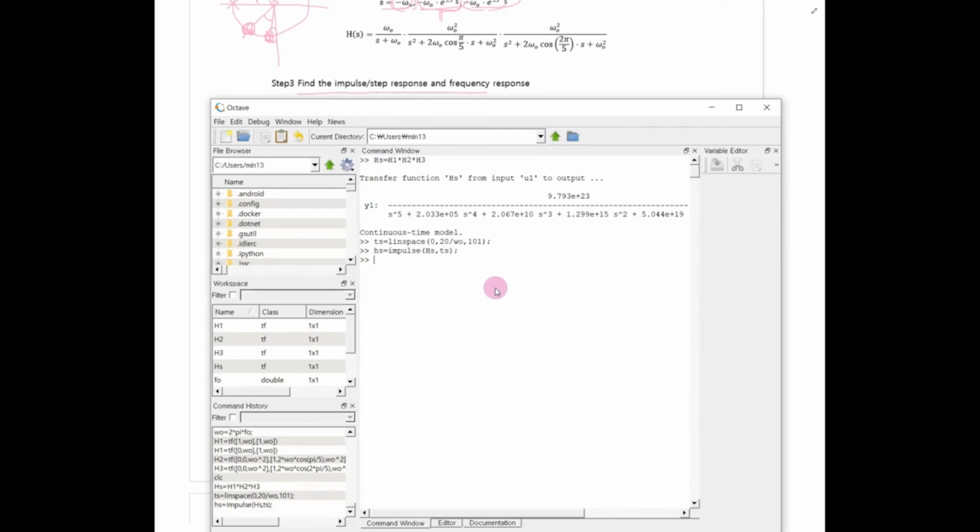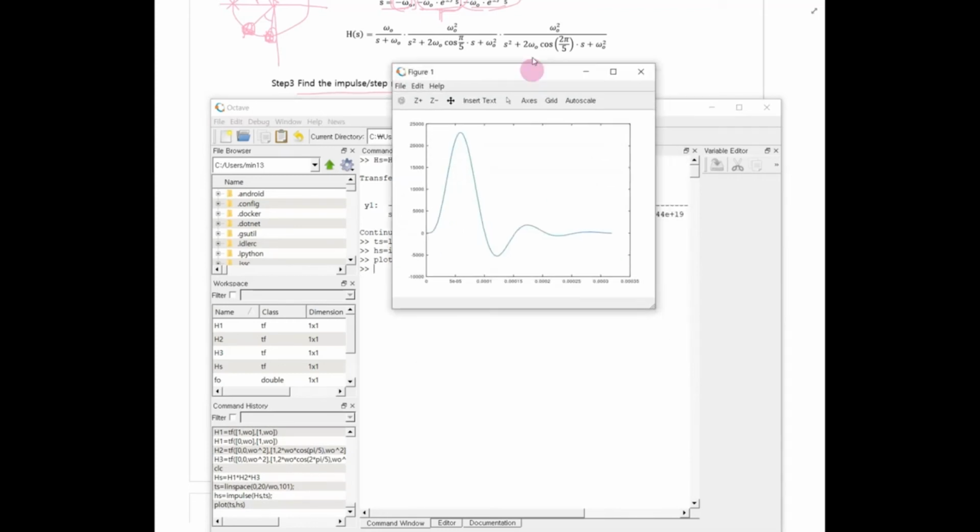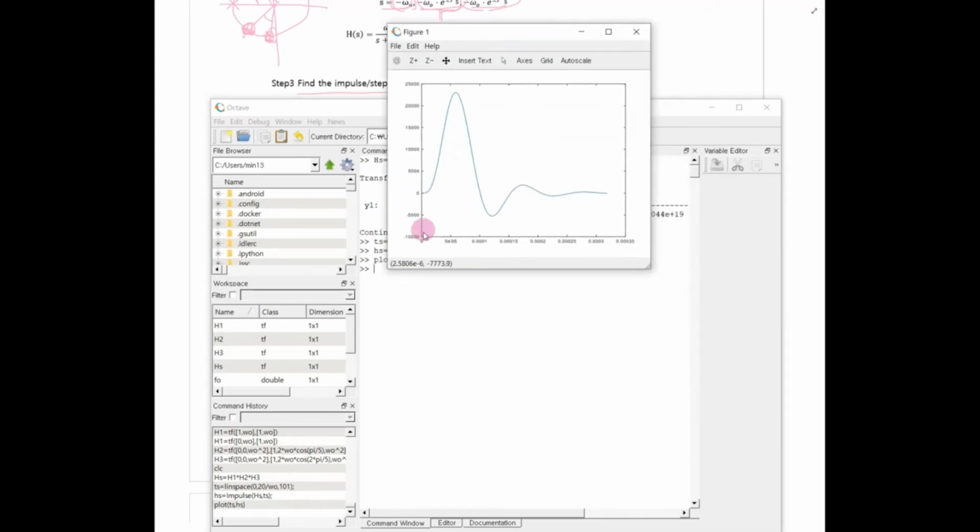So HS is this one, and the time is provided here. Okay, I calculate the impulse response here, and I can plot TS times HS. Then I get the impulse response of that one given this way. If the impulse is provided at t equals 0, then the response will be given in such a way. So as time goes on, the impulse effect decays out.